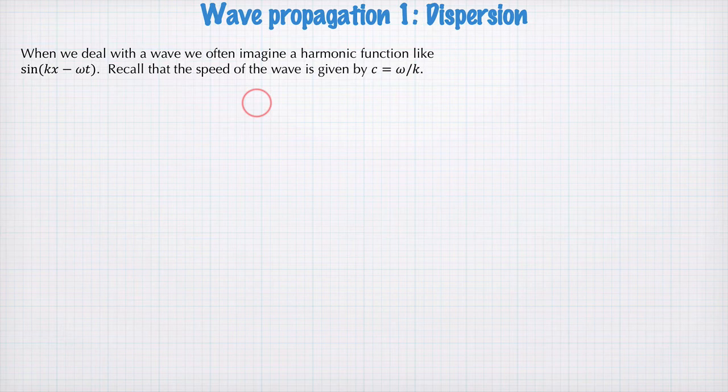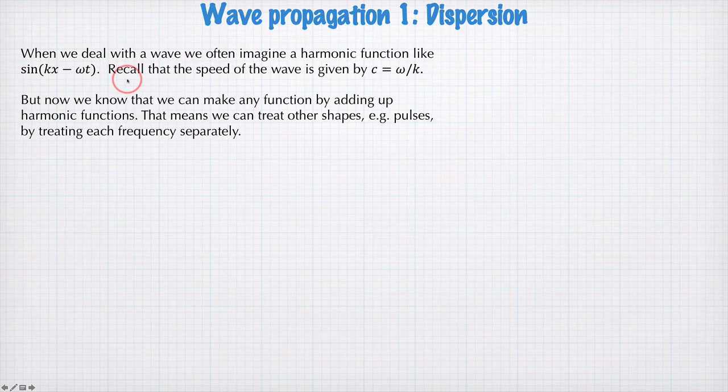Well, let's just think about the simplest wave we can imagine, a sine wave, and it's traveling through space and time. So a sine wave that moves in space can be written as sine(kx minus omega t), and we can recall the speed of this wave is given by c, the ratio of omega and k. So here's our sine wave.